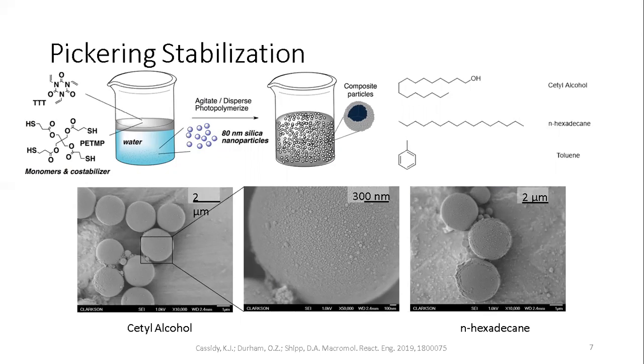In this paper, we tried a few different co-surfactants, which you can see at the top right. However, our monomer system was very cross-linked of TTT and PETMP. You can see at the bottom, these are around 1 to 3 microns. We do have some aggregation of the silica particles at the end, so you see it as a very polydispersed sample. You can see some of those aggregates right here.